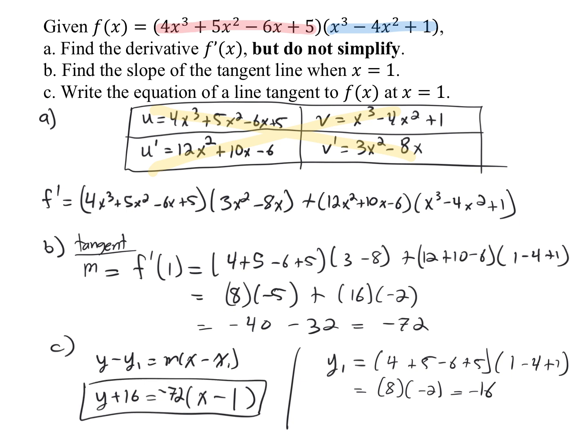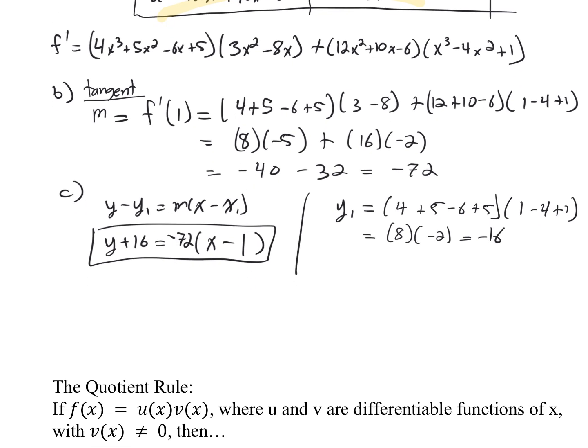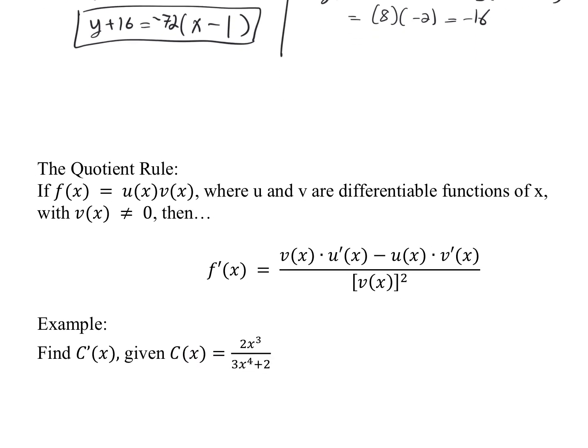And we have an equation of a tangent line. All right, so that finishes up our examples about the product rule. Next, we're going to look at the quotient rule.